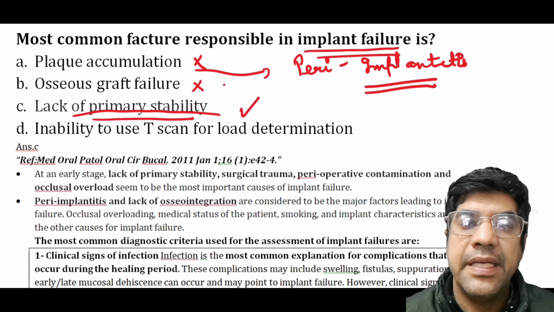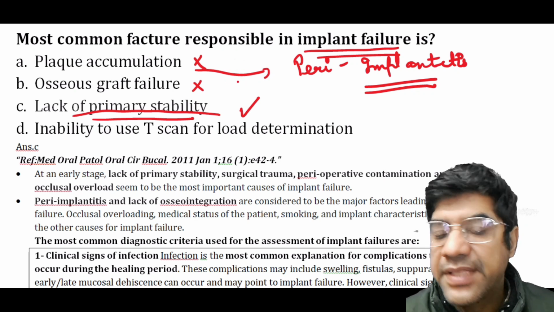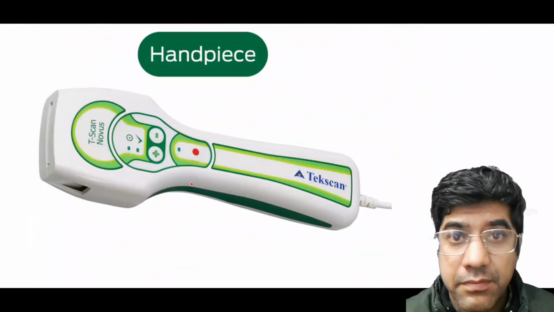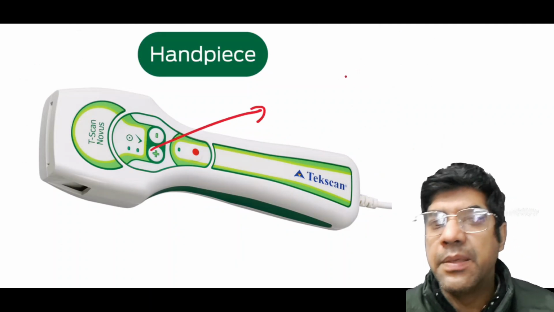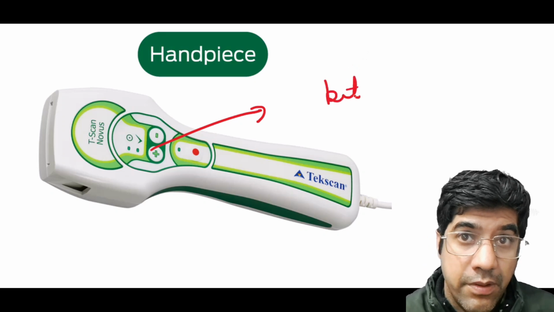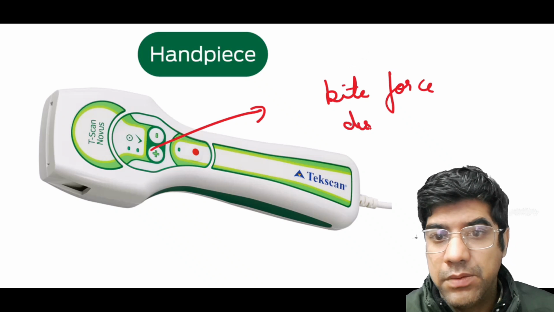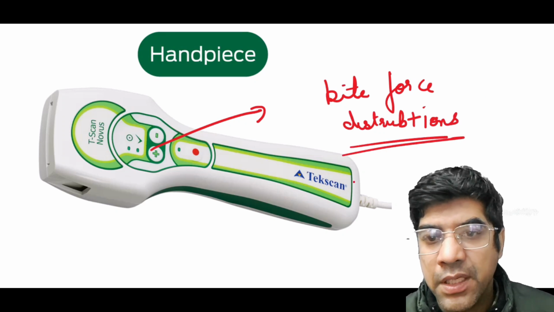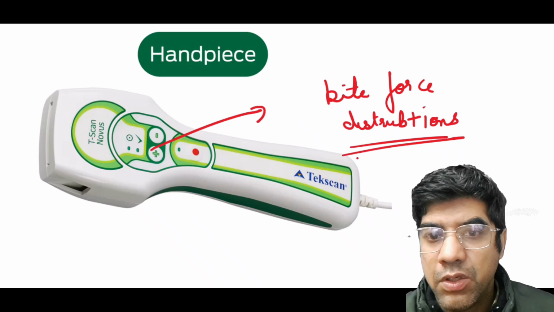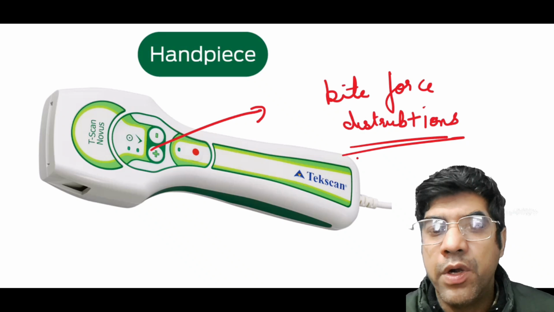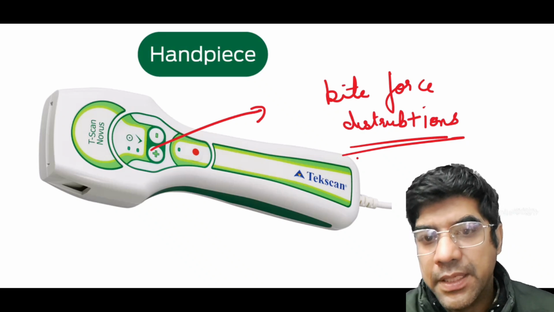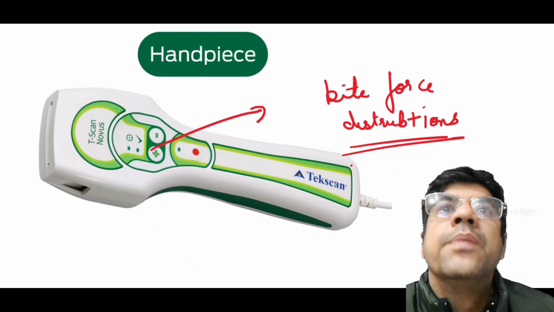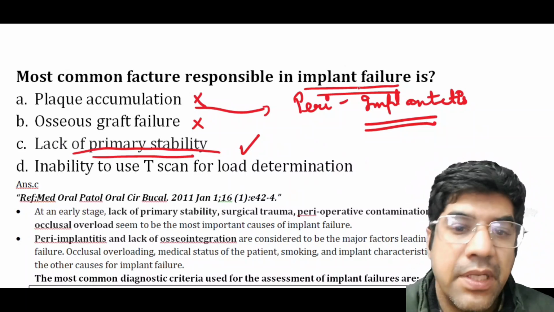Option D is inability to use the T-scan for the load determination. Now remember, the T-scan is a tool that is used to measure the bite force distribution, and is used to determine the occlusal forces on the dental implant. So it helps to determine the optimal load for the implant. So the answer is, the most common cause of implant failure is due to the lack of the primary stability.